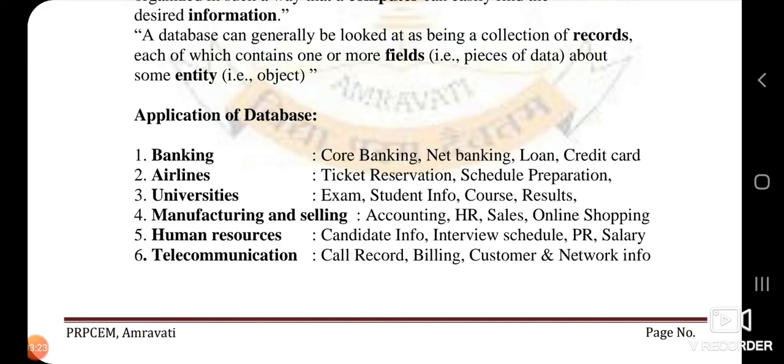Now what are the applications of database? Banking, we already know, we have seen a lot about it. We have seen the different kinds of relationships. Core banking, net banking, loan, credit card, etc.